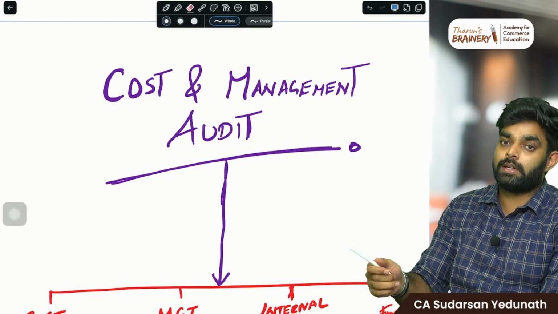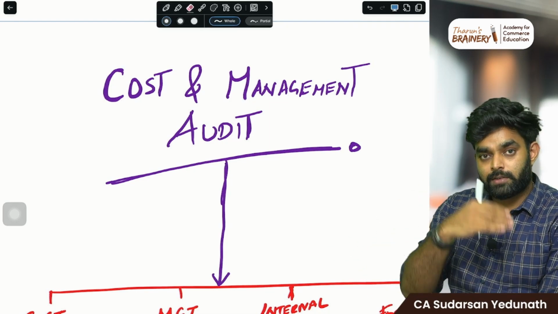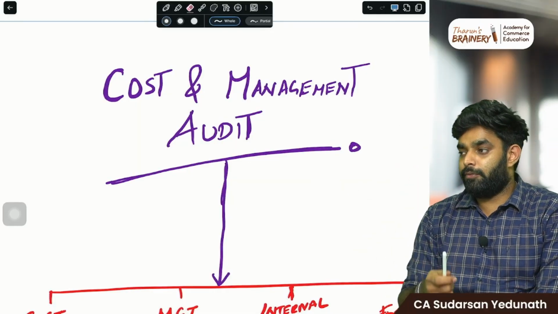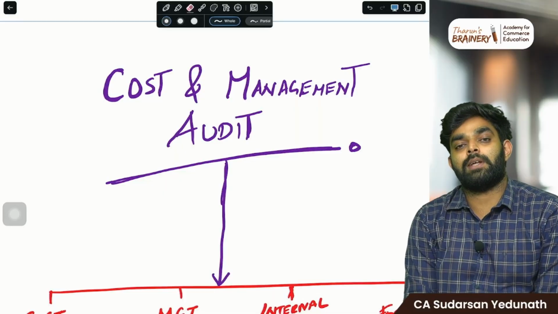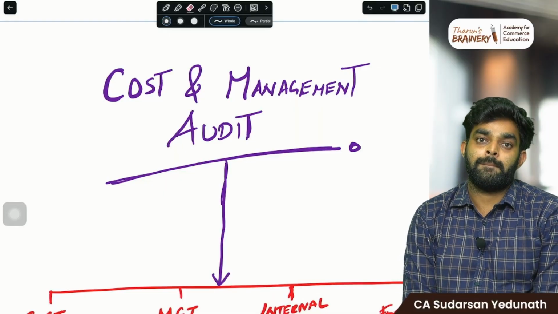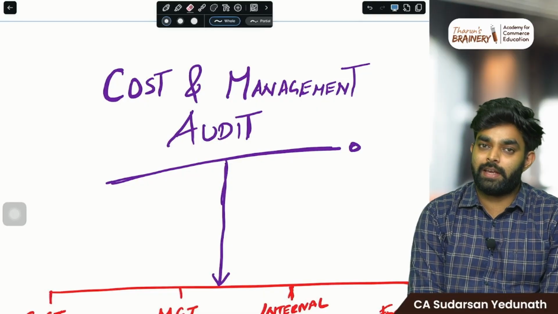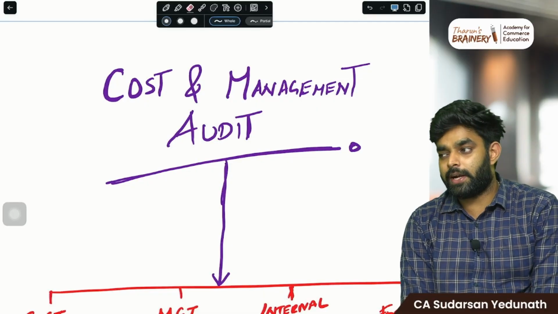If you have not got the result, keep your head down, move out, work again and come back. So understand this one thing. If you are finding this cost and management audit subject very tough, just come. We'll make it cool and easy. This is the only promise that I can give you. I'll be giving you my own study material.